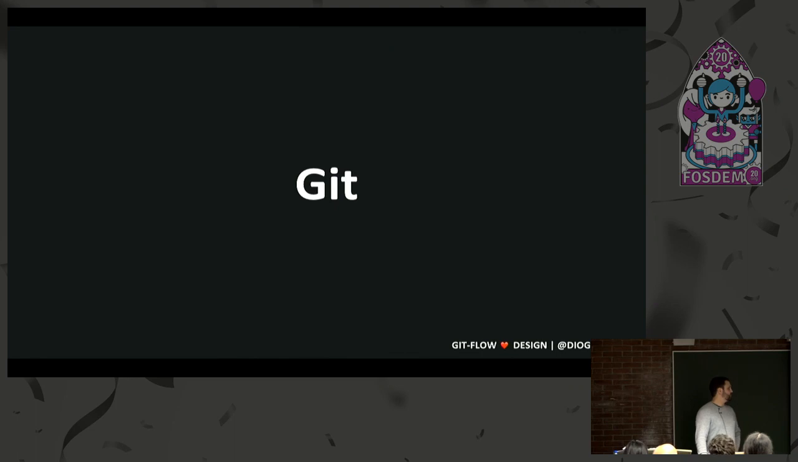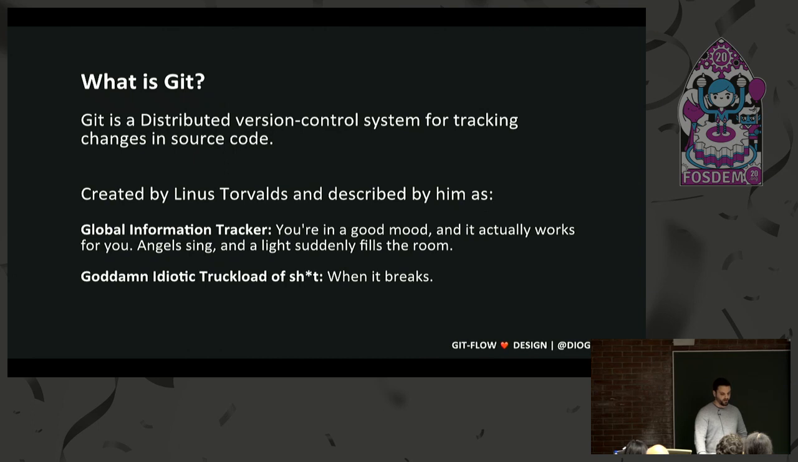As I mentioned, it's quite fearful for designers, the word Git. Just as a quick overview, Git is a version control system for tracking changes in source code. It was created by Linus Torvalds, creator of Linux, and he described it as a global information tracker. So if you are in a good mood, it actually works for you, angels sing, and light suddenly fills the room. Or if it doesn't go your way, it's a goddamn idiotic truckload of shit when it breaks, which can happen. But in this flow, we are using quite a simplistic way of using Git, so you don't use all the dependencies, so it's a bit easier.